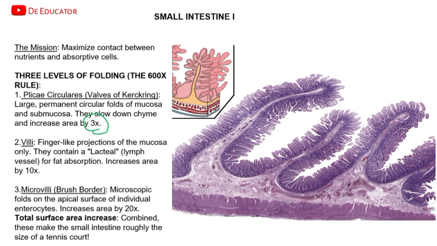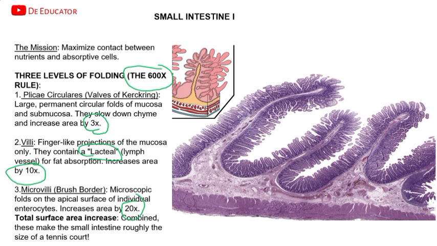In case you are wondering what the 600x rule means, plica circularis increases area by 3x, villi increase area by 10x, and microvilli increase area by 20x. If you multiply everything together, you get the 600x. Villi are finger-like projections of the mucosa. Please take note: plica circularis is mucosa and submucosa, while villi are mucosa only. In this mucosa, they contain what is known as the lacteal. Lacteal is a lymph vessel for fat absorption. That can still form part of your MCQ.